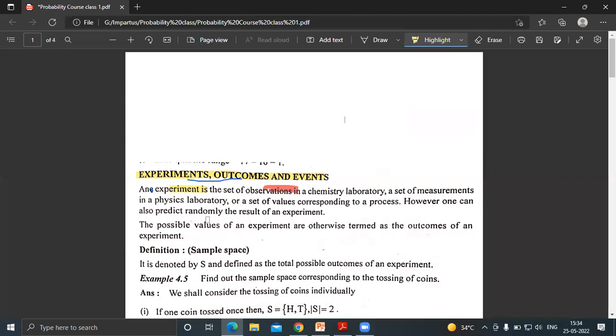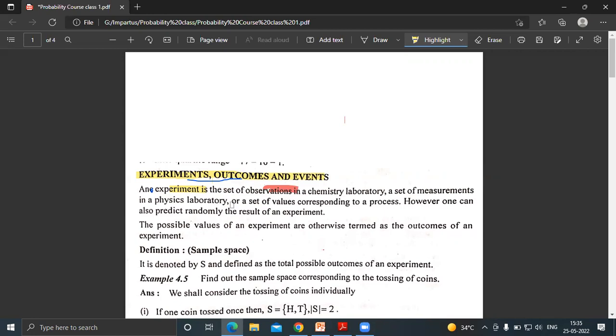So an experiment is a set of observations in a chemistry laboratory, or a set of measurements in a physics laboratory, or a set of values corresponding to a process. In a chemistry laboratory, you all make observations, and in a physics laboratory, you have taken measurements also. Like this, that is called an experiment, and all experiments have some outputs.